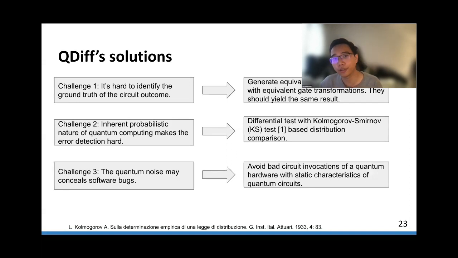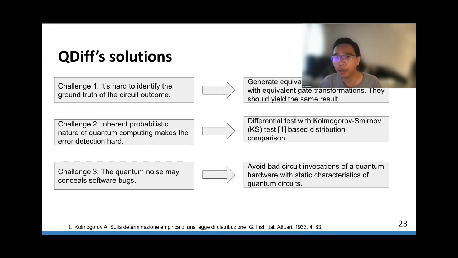To solve these challenges, first, QDiff generates quantum programs with equivalent quantum gate transformations. They should yield the same results. So we build the ground truth by voting. QDiff generates equivalent quantum programs by adapting 7 quantum gate transformation rules, and it can be easily extended by users. Second, QDiff adopts differential testing with KS test-based distribution comparisons.